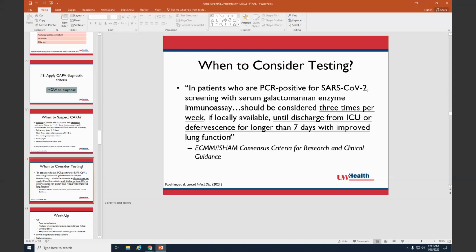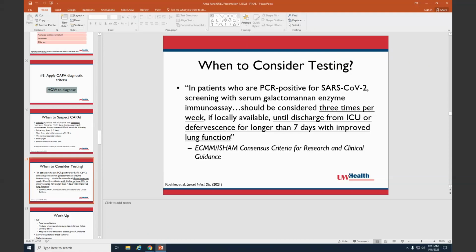Sarv asked, what's the specificity of the galactomannan test? So I don't know the exact number, but it is more specific to Aspergillus as compared to the beta-D-glucan. So that's why we wouldn't necessarily get the beta-D-glucan. We would rather have the galactomannan for Aspergillus. I don't know if you have anything to add.